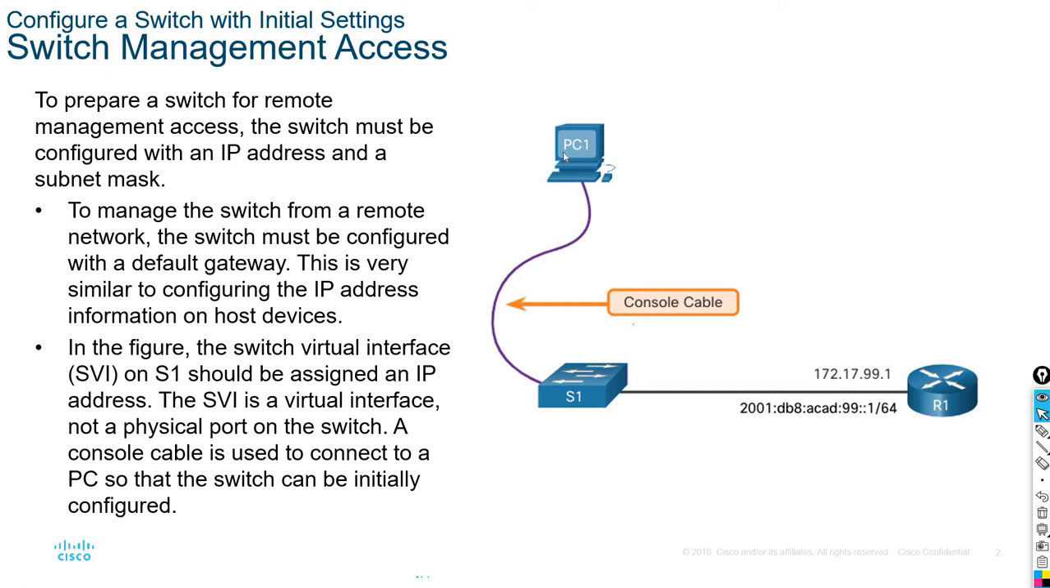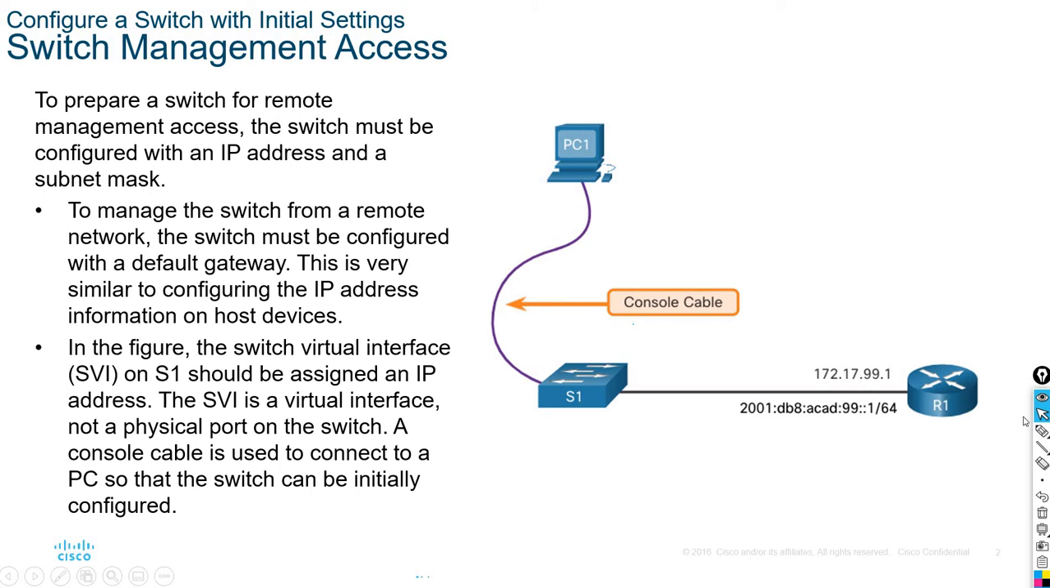To prepare a switch for remote management access, the switch must be configured with an IP address and a subnet mask. To manage the switch from a remote network, the switch must be configured with a default gateway. This is very similar to configuring the IP address information on host devices.